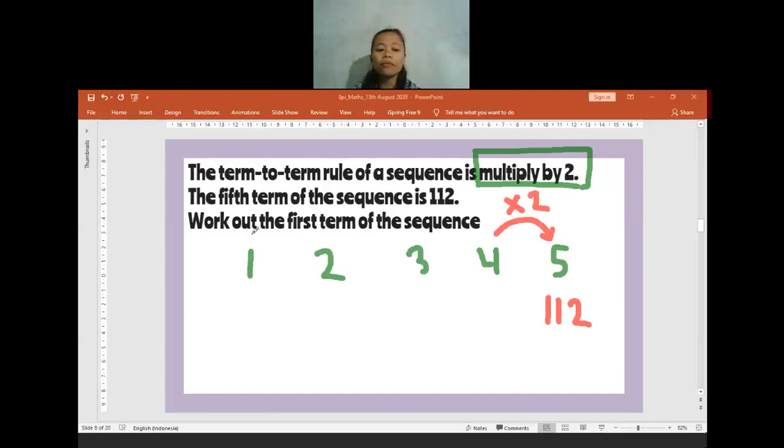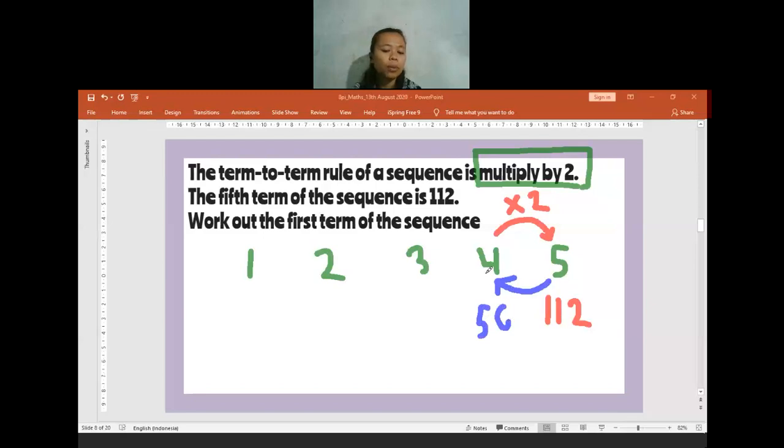So if I want to go to the previous term, what things do I have to do? If I want to go to the next term, I will need to multiply it by 2. Now, if I want to go to the previous term, what kind of things do I have to do? I have to do the opposite of multiplication. The opposite of multiplication is division. So for the fourth term, we just do 112 divided by 2, which equals 56.